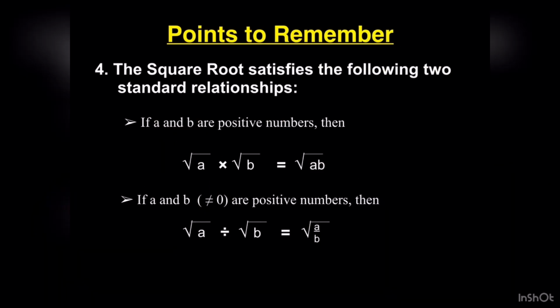Fourth point, the square root satisfies the following two standard relationships. The first one, if a and b are positive numbers, then square root of a times square root of b is equal to square root of ab. Second point, if a and b are positive numbers, b not equal to 0, then square root of a divided by square root of b is equal to square root of a by b.